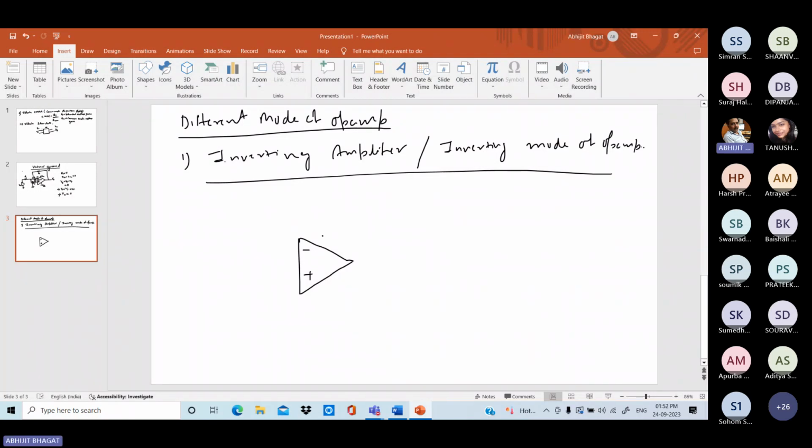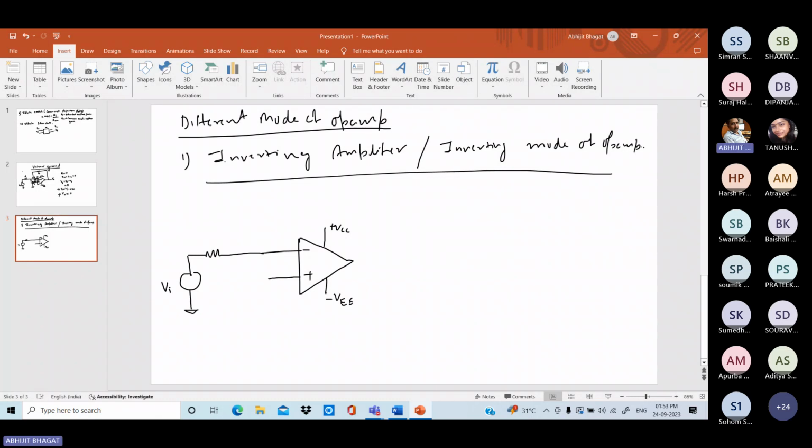Here there is a supply voltage plus VCC, and there is a minus VE. Here your input signal is applied to the inverting terminal. In case of inverting amplifier, the minus terminal is the inverting terminal. So in case of inverting amplifier, your input voltage is applied to the inverting terminal.